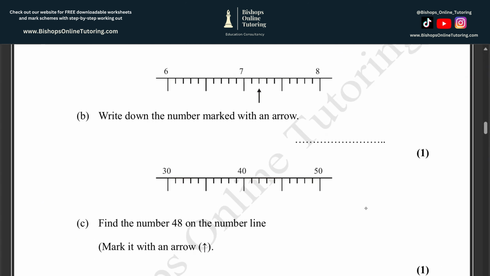Write down the number marked with an arrow. Well, we've got 7 over here, 8 over here, and here's our midpoint, so this is 7.5. Each interval represents 0.1, so 7.1, 7.2.